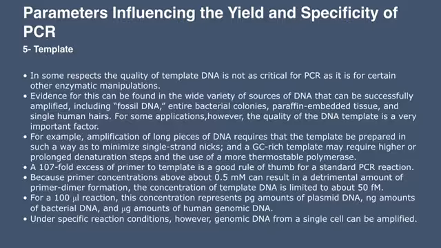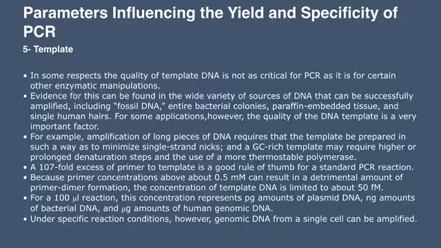Number 5. Template. In some respects, the quality of template DNA is not as critical for PCR as it is for certain other enzymatic manipulations. Evidence for this can be found in the wide variety of sources of DNA that can be successfully amplified, including fossil DNA, entire bacterial colonies, paraffin-embedded tissue, and single human hairs. For some applications, however, the quality of the DNA template is a very important factor.